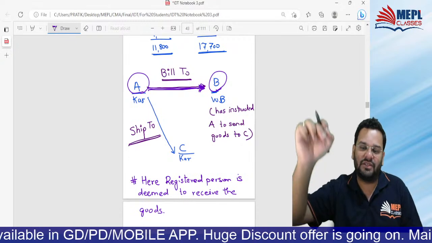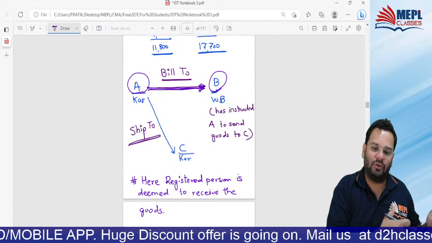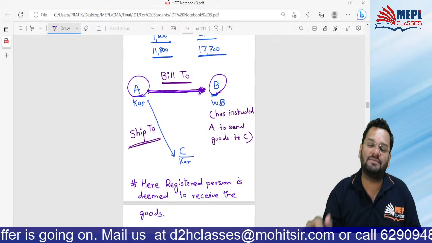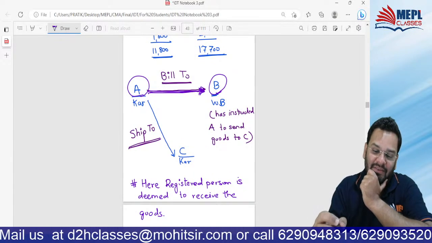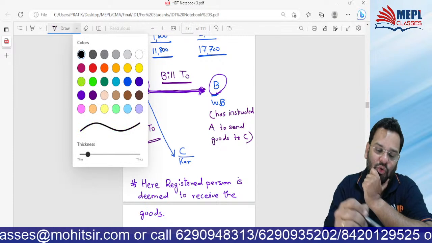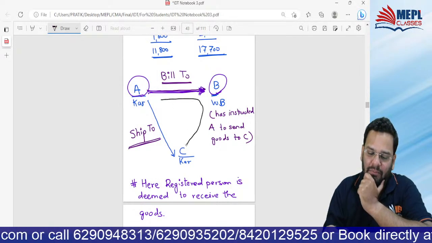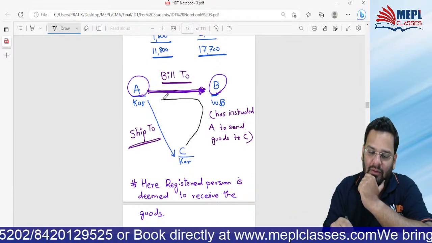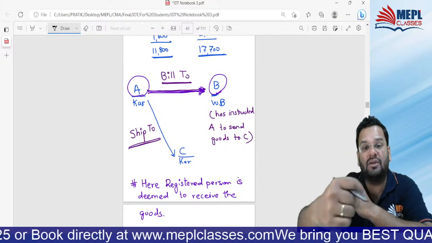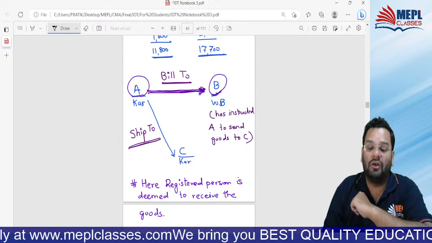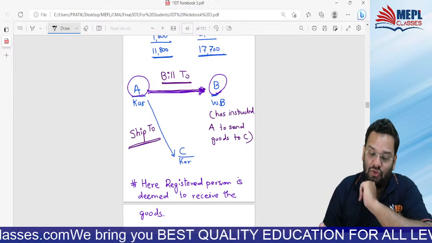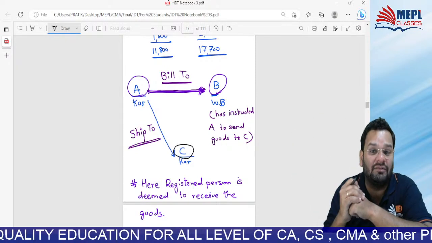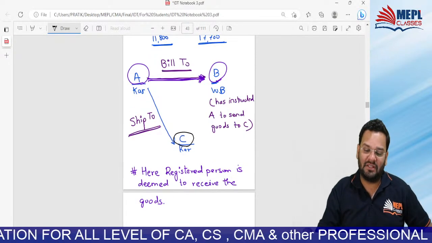it is not possible to send goods to B and again get the goods back to Karnataka, because B's customer C is in Karnataka, but B is in West Bengal. It makes no sense to first send the goods to B and then B again sending the goods back to C in Karnataka. That's why B instructed A to send goods directly to C on his behalf. On his behalf means on B's behalf. So now when C receives the goods, it is deemed that B has received the goods. Now is it clear?